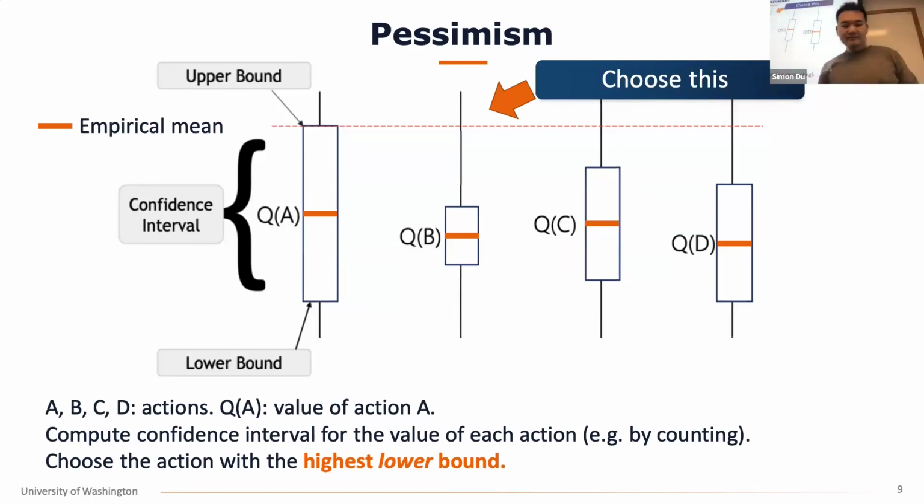Could you maybe provide some intuition as to why pessimism is necessary here, but in the previous setting it suffices to consider the empirical estimate? Yeah, that's a great question.